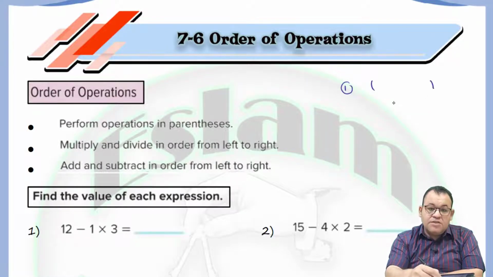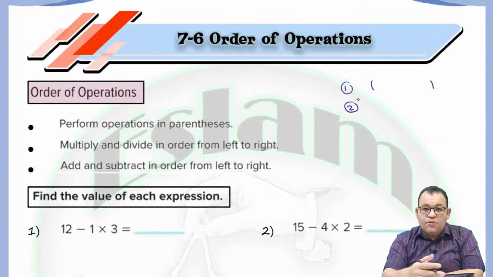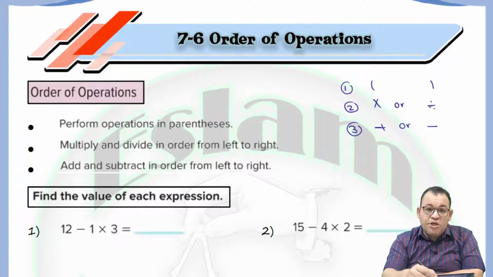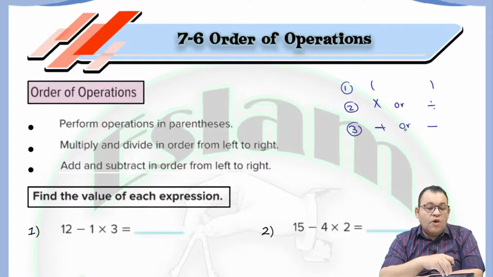Whatever the operation that lies inside the parentheses, we need to solve. Number two, once you finish the parentheses or there is no parentheses, just look for multiplication or division. Now number three, once you finish multiplication and division, solve the addition or subtraction. What if we have multiplication and division in the same sentence? Start from the left. The operation that lies at the left, you have to solve first. And we have the same for addition and subtraction. If we have adding and subtracting in the same question, start from the left to the right. Once you find one of them at the left, start with this operation.